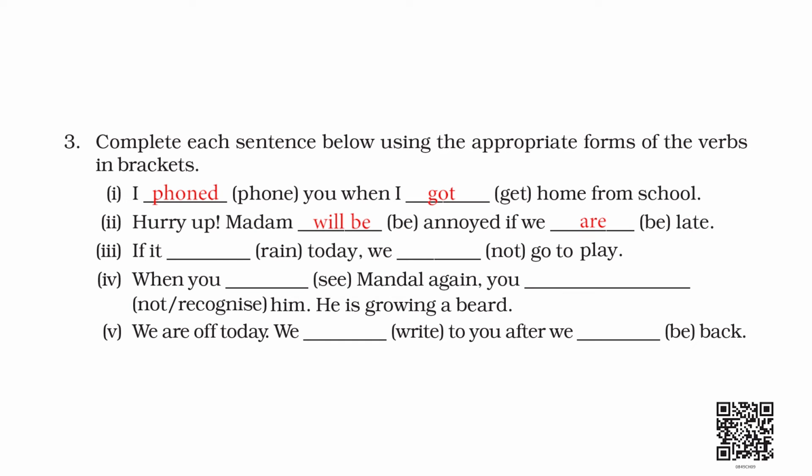Right. The next one. If it blank rain is the verb, today we blank not go to play. What do you think will be the answer? If it rains today, we shall not go to play.